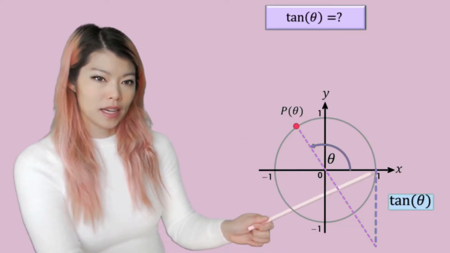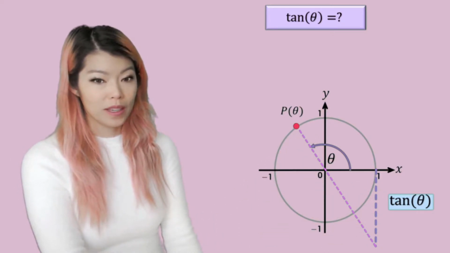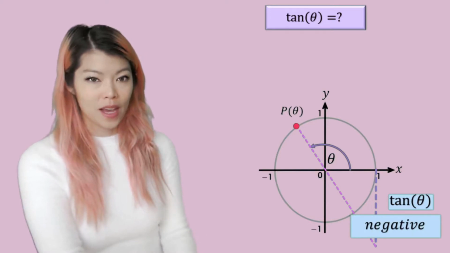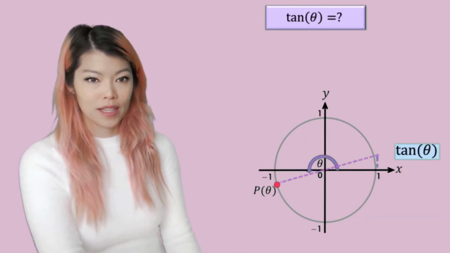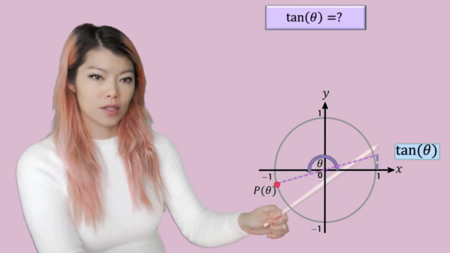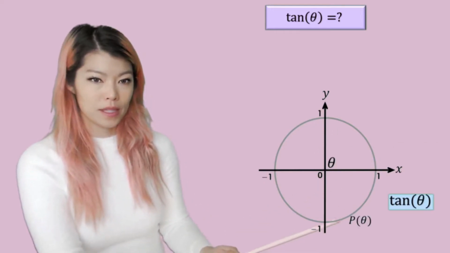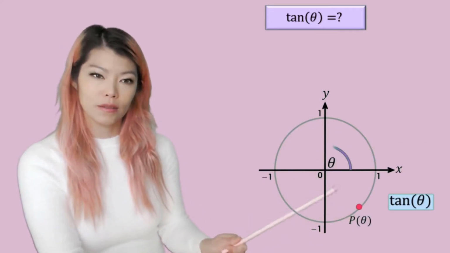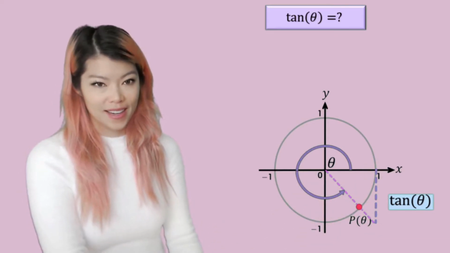So what happens if the point is in the second quadrant? Then our tan theta would intersect that line down here, so it will be negative. What happens if the point is in the third quadrant? We can see that if I keep going with that line, then my tan theta, so my purple line, is also positive. What happens if my point is down here? Well, this one's pretty easy. We can see that it's also going to be negative.